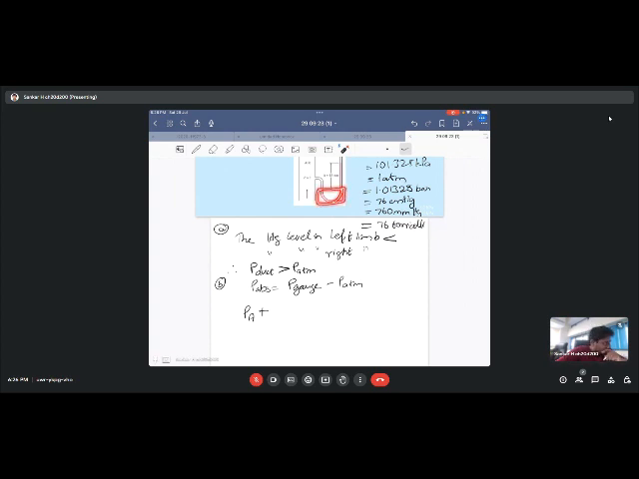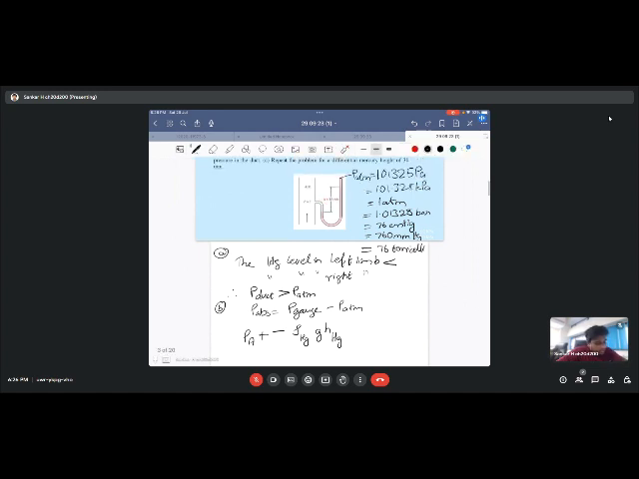Therefore, in effect, this part does not contribute to any additional pressure. And we can consider this part to be the negative of rho mercury times g times Hg. I'm just writing that as Hg, this 15 millimeter distance I've just written down as Hg.